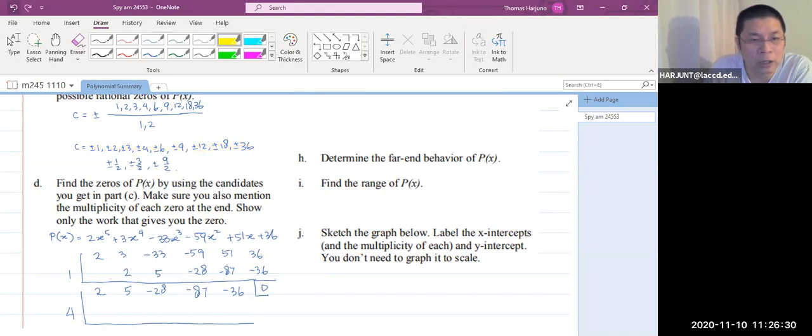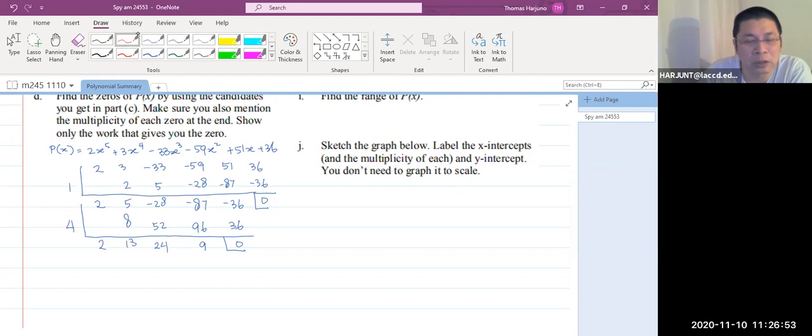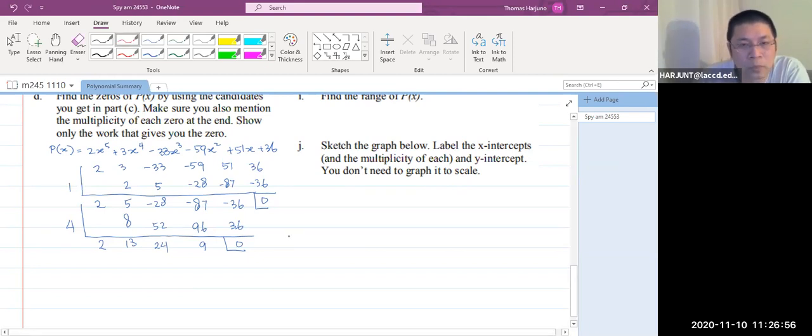I did a random guess earlier. So I used 2. This is 8, 13, 52. This will be 24, 96. This is positive 9, 36, 0. Now, actually, at this point, we actually know something. Remember the Descartes' rational zero theorem? Right now, we can update. For us to find more zeros, we can update our list right now. Okay, it will be plus minus 1, 3, 9 over 1, 2.